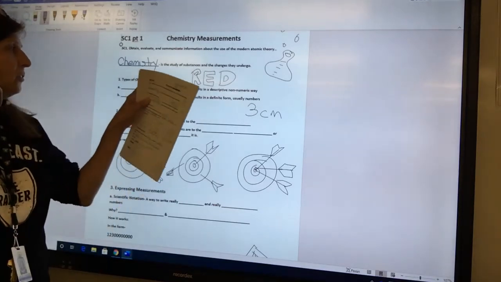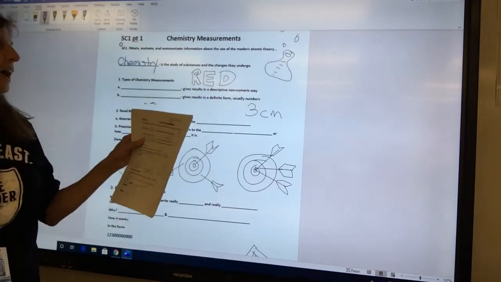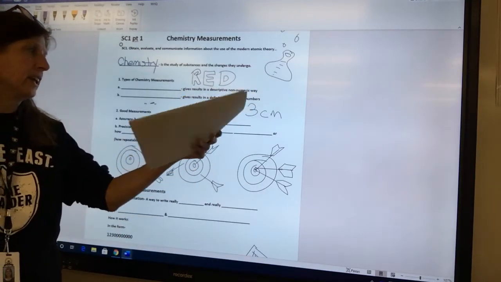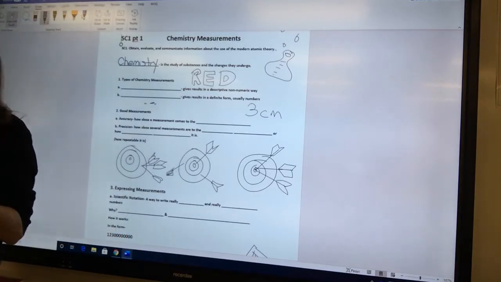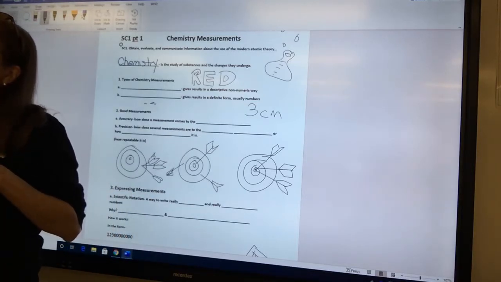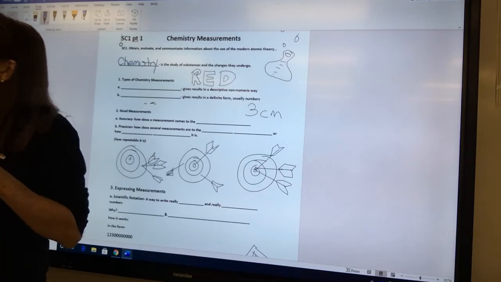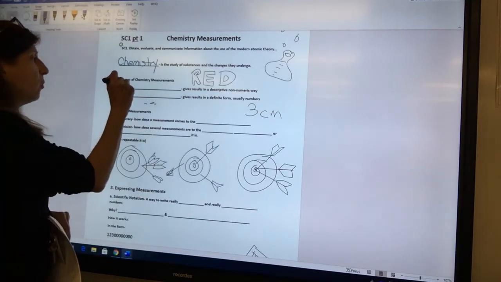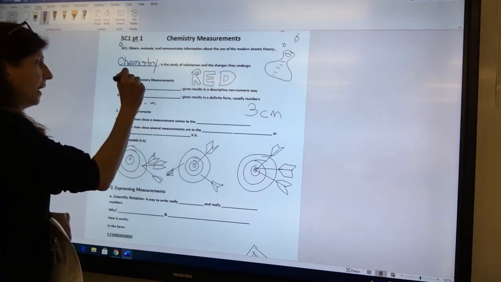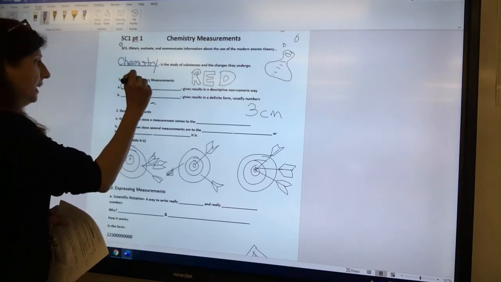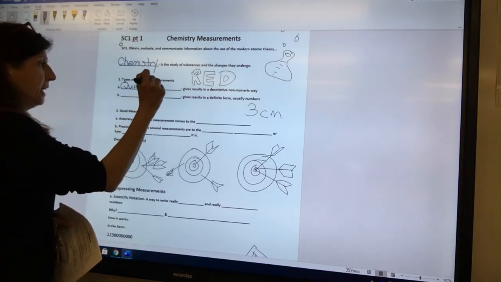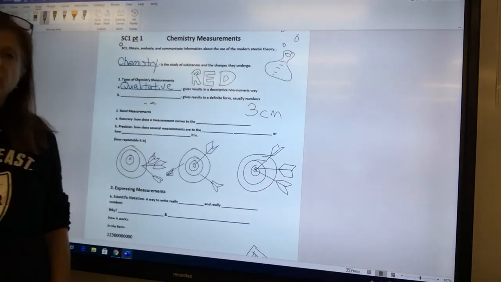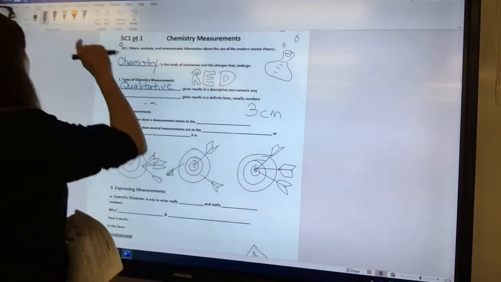Okay, now, we have two kinds of measurements in chemistry. We have the kind that give results in a non-numeric way, and then we have a way that usually gives it in a definite form, usually numbers. Any guess what those would be? If it's non-numeric, it's qualitative, because it has a quality. So that would be like red. So color your red. We're coloring our notes.